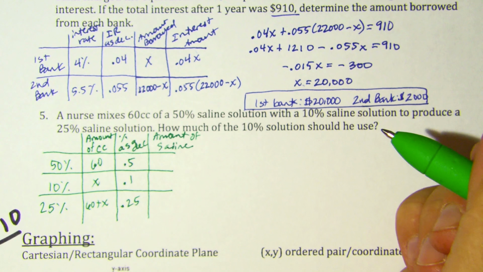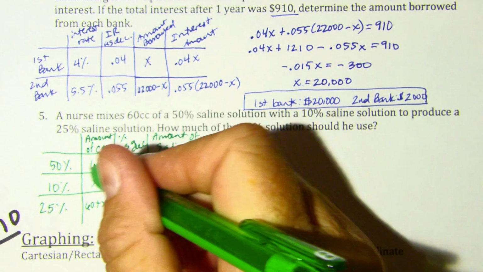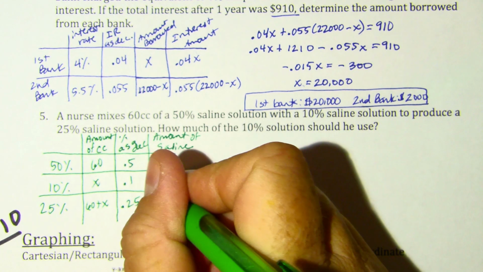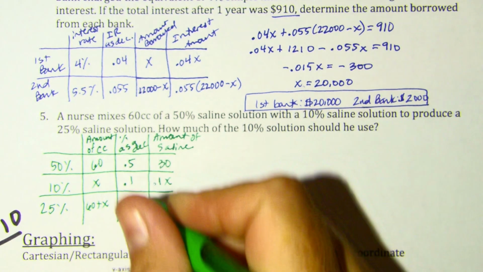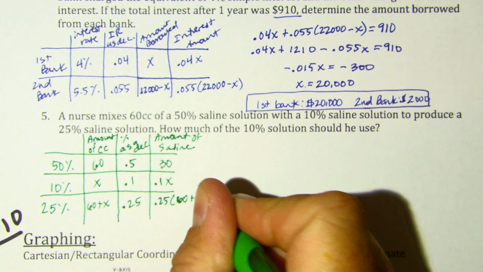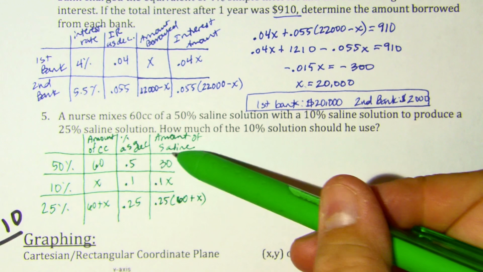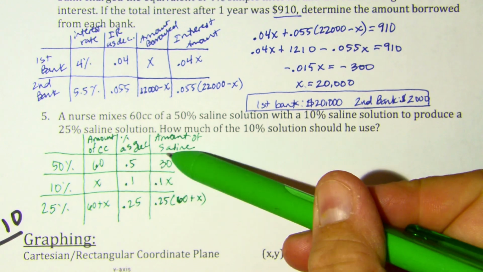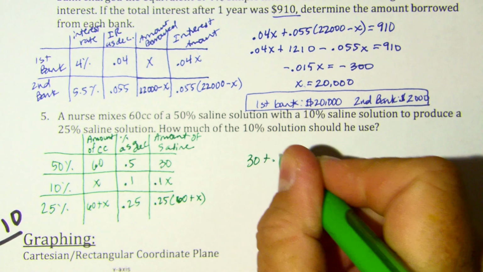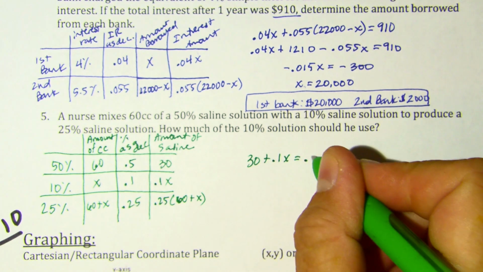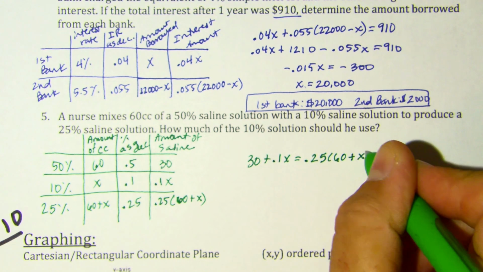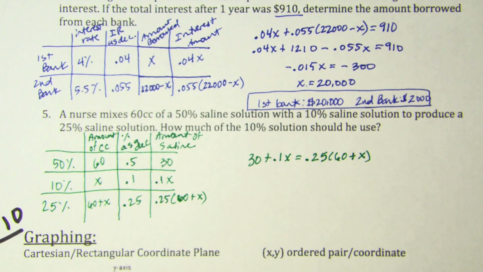So the amount of saline is 0.5 times 60. Well, that's 30. 0.1 times x. And then 0.25 times 60 plus x. And however much saline here plus however much saline here, that mixed together gives me the solution I want. So 30 plus 0.1x is equal to 0.25 times 60 plus x. And then we can go ahead and solve that equation.